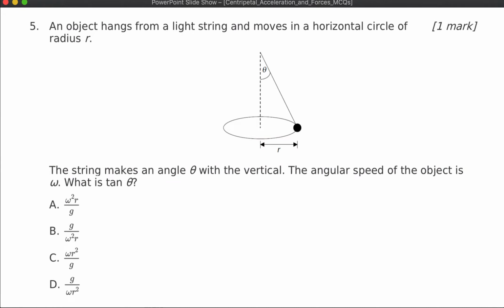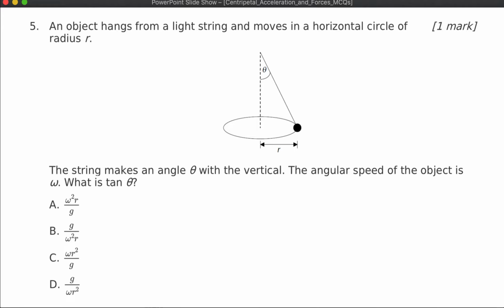All right, bit of maths here. Okay, here we'll look at our forces. We've got horizontal circular motion. We need a centripetal force, therefore, which is pushing towards the center, i.e. pushing left on the little bob there.